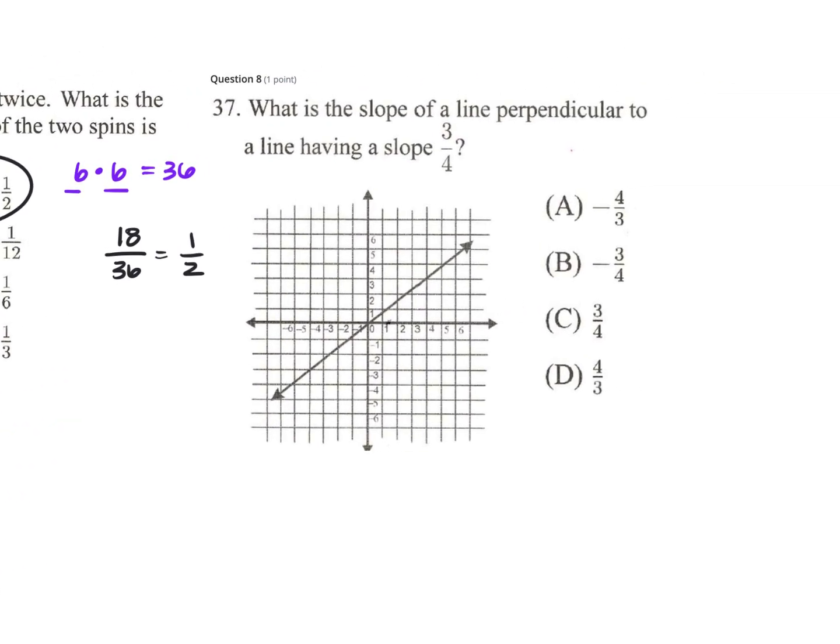Next one is about slope. It says, what's the slope of a line perpendicular to a line having a slope of 3/4? Now, I know perpendicular slopes are opposite reciprocals, meaning I need to flip that ratio upside down, 4/3, and I need it to be the opposite sign. Since the original slope is positive, my perpendicular slope is going to be negative. Option A, -4/3.